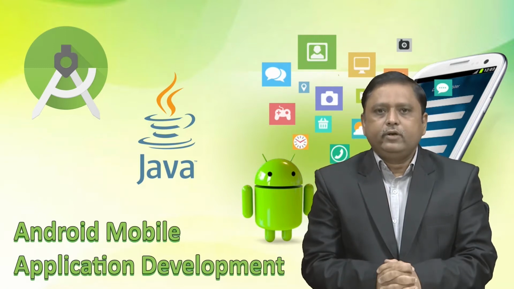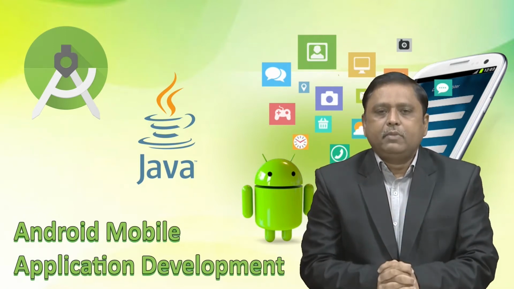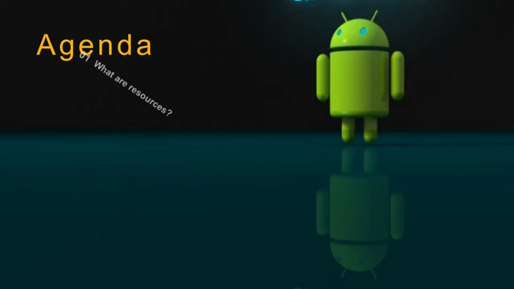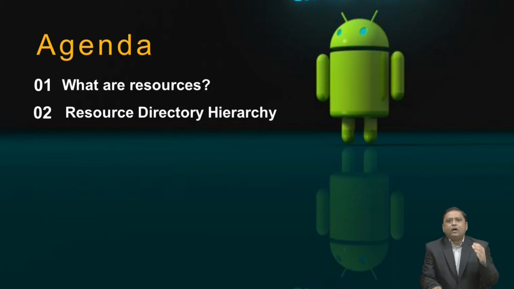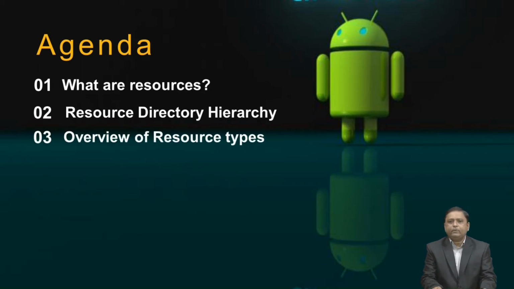In today's session, we will learn about application resources. So, what are application resources? In Android project, we have one directory hierarchy for application resources. So, we will understand resource directory hierarchy within Android project. We will look at different types of application resources that you can use in your application. So, we will get overview of resource types.